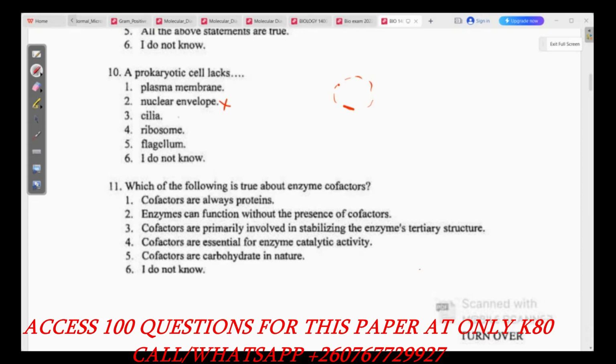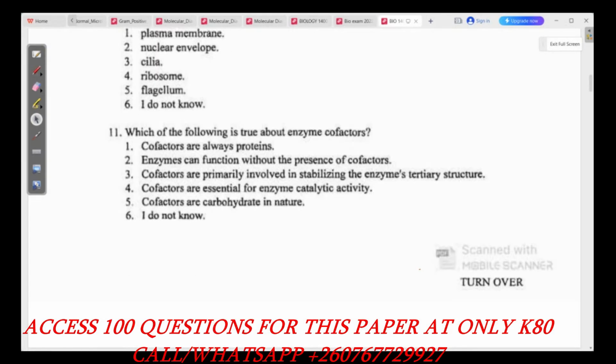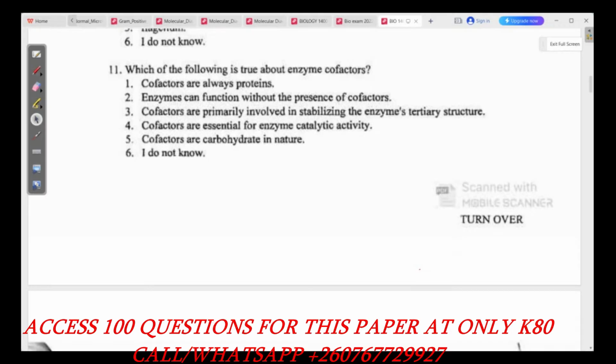They have cilia, these are projections on the cell surface. Then ribosomes, they do have. Flagella, this is what they use for locomotion, so they do have. So they only lack the nuclear envelope because they do not have the nucleus, because the nuclear envelope is a structure which surrounds the nucleus. So the answer there is nuclear envelope.